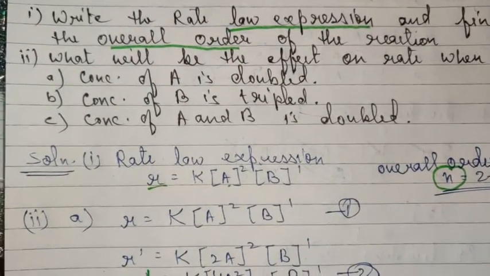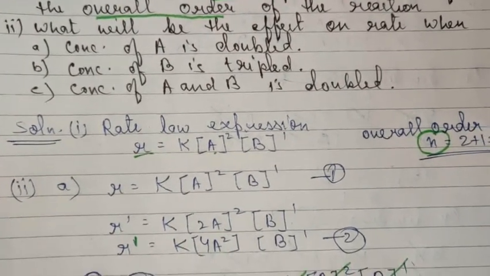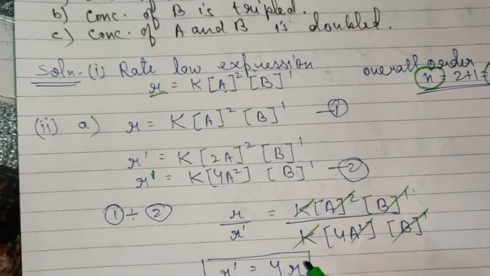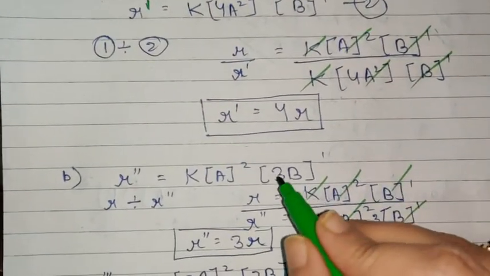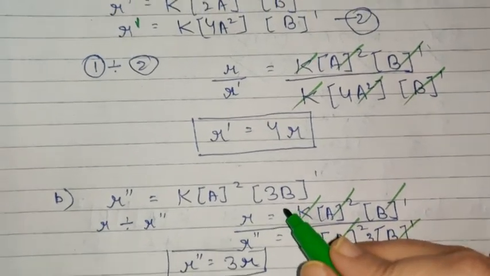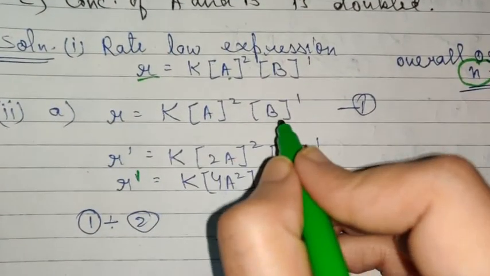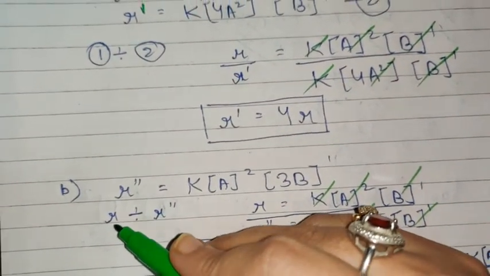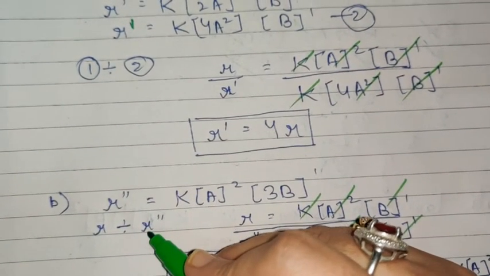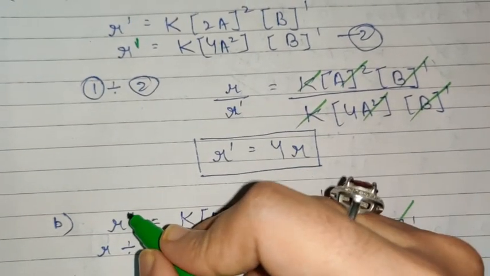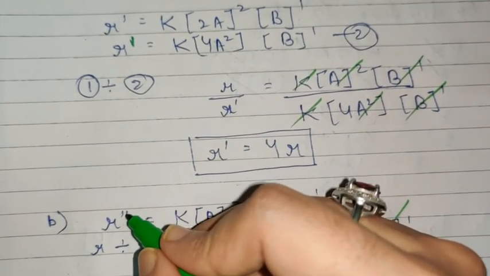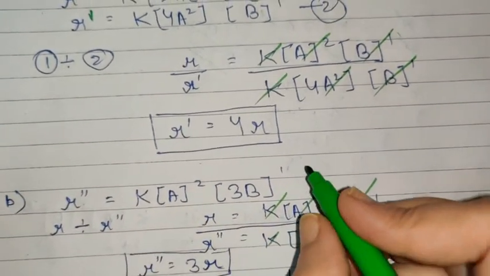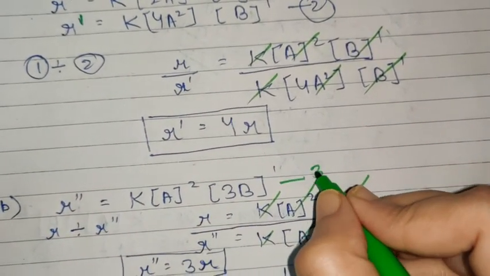The second part is when the concentration of B is tripled. Now when the concentration of B is tripled, what will happen? This will be written as 3B, and as you know, this remains the same. Now you can divide the first equation with the third equation. The third rate I have mentioned with R double dash. So on dividing equation 1 with equation 3, let us suppose this is equation 3.